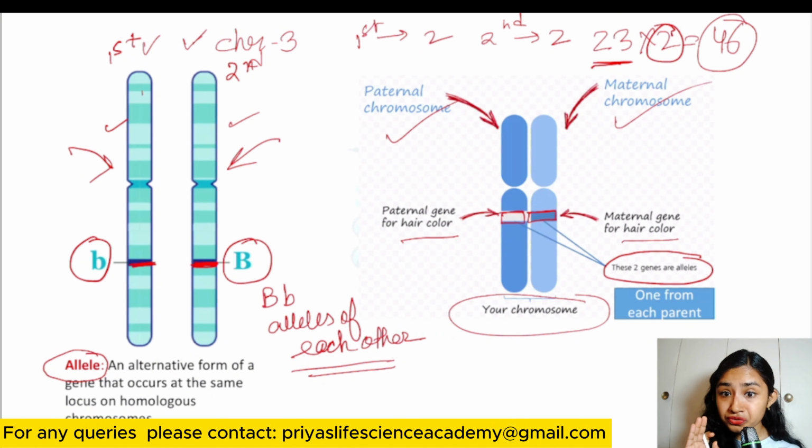I hope you understood the basics of alleles, that alleles are genes, but they are alternative forms of the genes, and they are present on the homologous chromosomes at the same locus. Okay, I hope you understood.